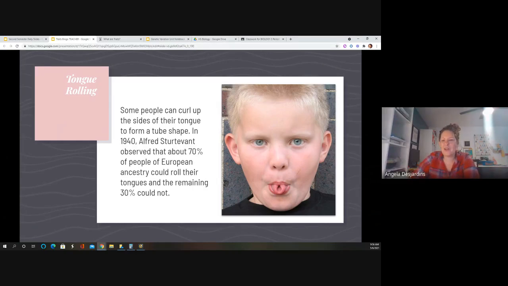So are you a tongue roller? Are you not a tongue roller? I would love for you to tell me in the chat too, because I can't see all of you sticking your tongue out right now. So how many of you can actually roll your tongue?